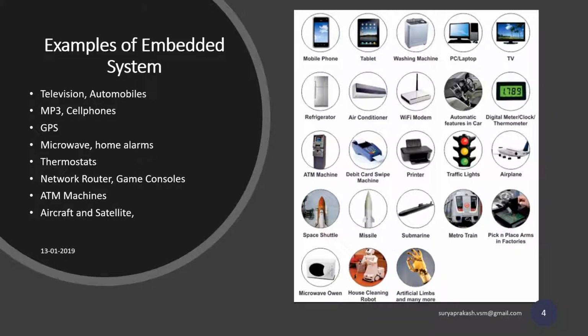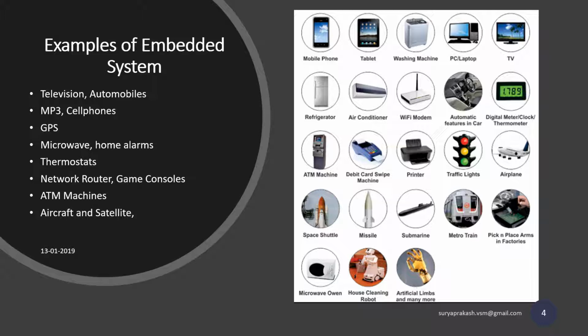In the next slide, we're going to see examples of the system. On the right side, you can see the varieties of application in a pictorial view. On the left side, these are the varieties of applications such as television, automobiles, MP3 players, cell phones, GPS, microwave, home alarms, thermostats, network router, game consoles, ATM machine, and aircraft and satellite systems. For example, a network router has its own software and hardware, and its main purpose is routing and giving the shortest path in networking.